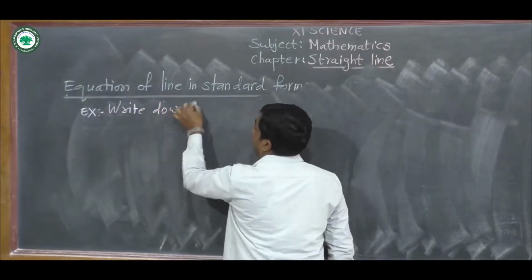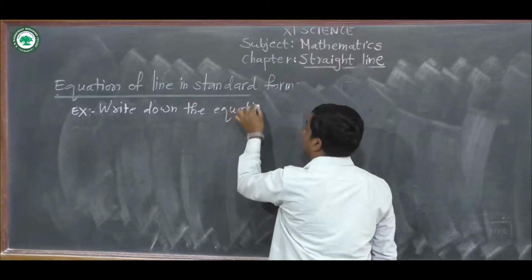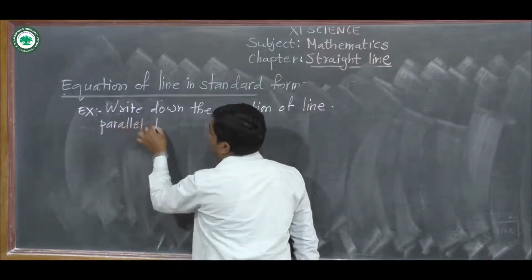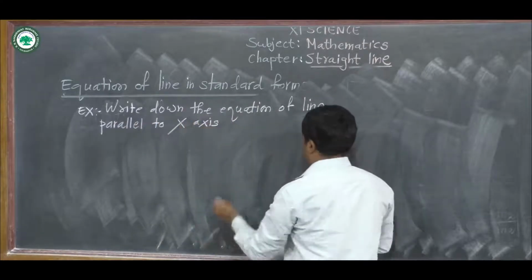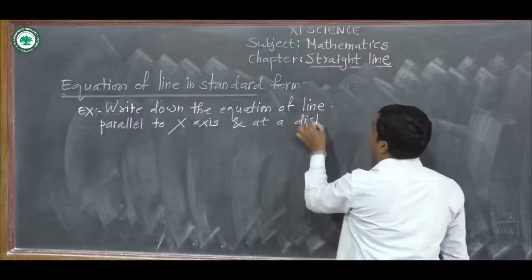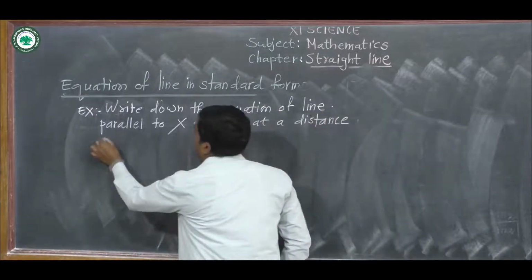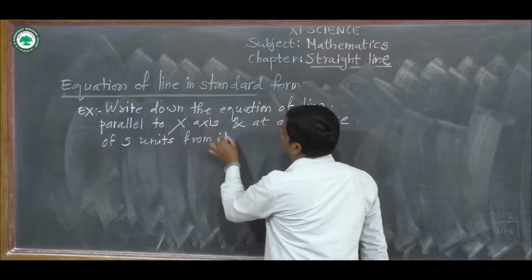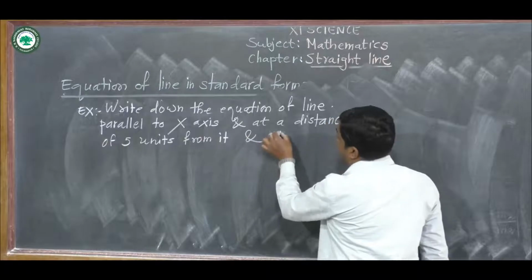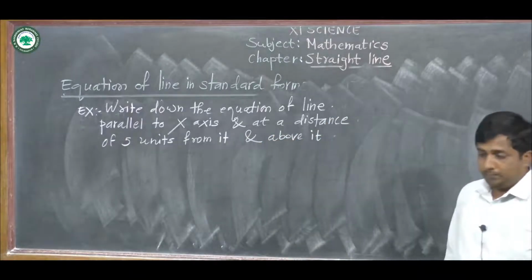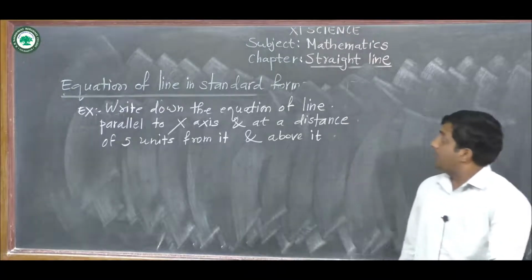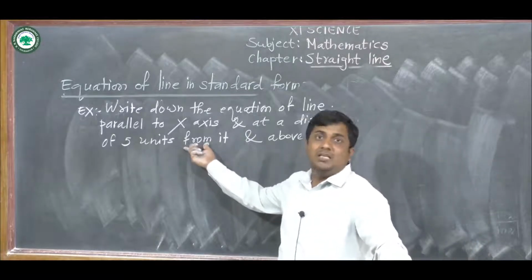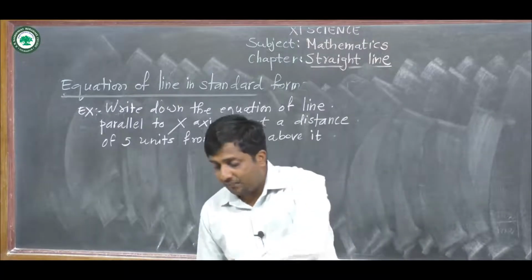Write down the equation of line parallel to x-axis and at a distance of 5 units from it and above it. Okay, here in this example we have to find the equation of line, and the condition given is that our line is parallel to x-axis and at a distance of 5 units from the given axis and above it. Let's define this part by using the figure.